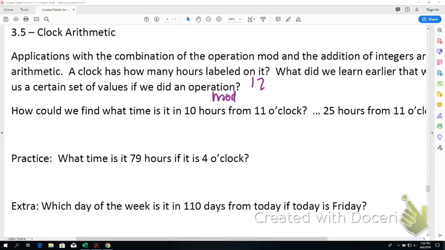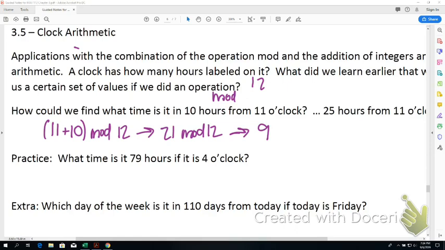So how could we find what time it is, if it's 10 hours from 11? So currently we're at 11, right? We're going to add 10 hours to it, and then we're going to do mod 12. So if we do that, we don't have to do those theorems. We can just add the numbers. So 21 mod 12 would be 9. Okay. So that would be at what? At 9 o'clock, right?